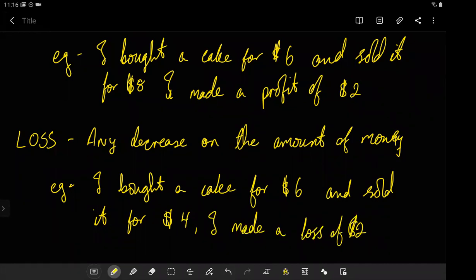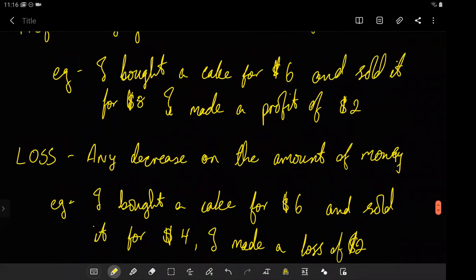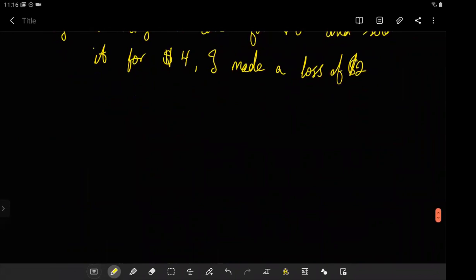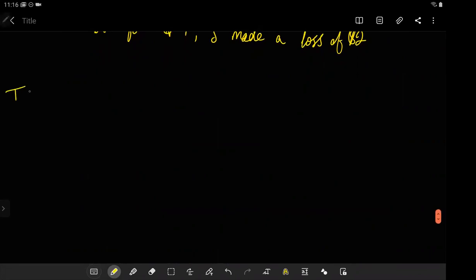So now that we understand what is profit and loss, we want to look at some examples, and how we could implement these things on a more real life basis. Another thing I would like to talk about before I start looking at examples is tax and discounts.